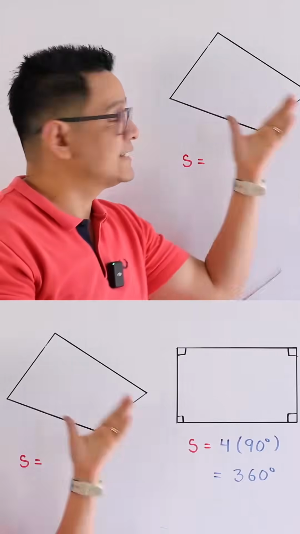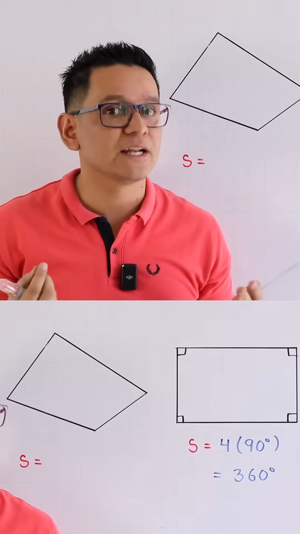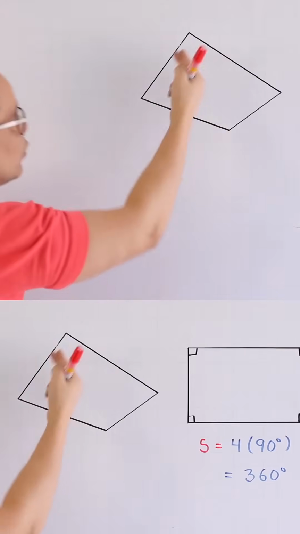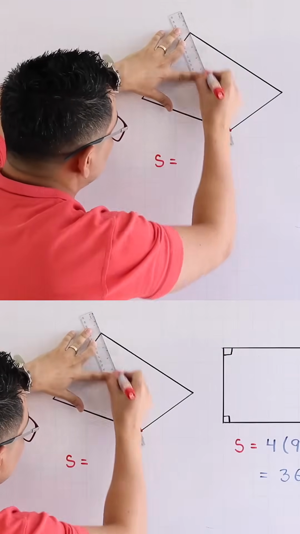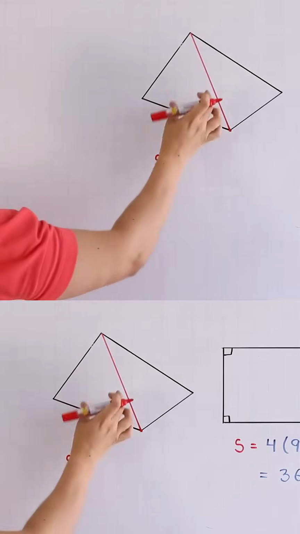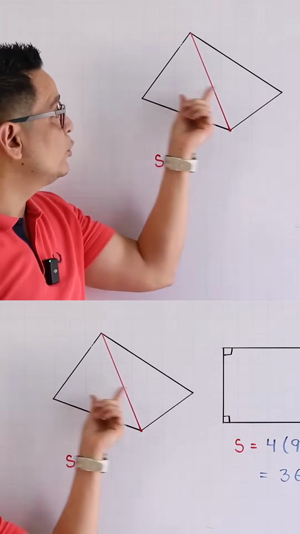It will also give me 360 degrees, for example, for this other irregular quadrilateral, right? So, the first thing I'm going to do is divide my quadrilateral into triangles. What I'm going to do is draw a diagonal. When I draw this diagonal, I've already divided my quadrilateral into triangles. That is, now we have triangle 1 and triangle 2 here.